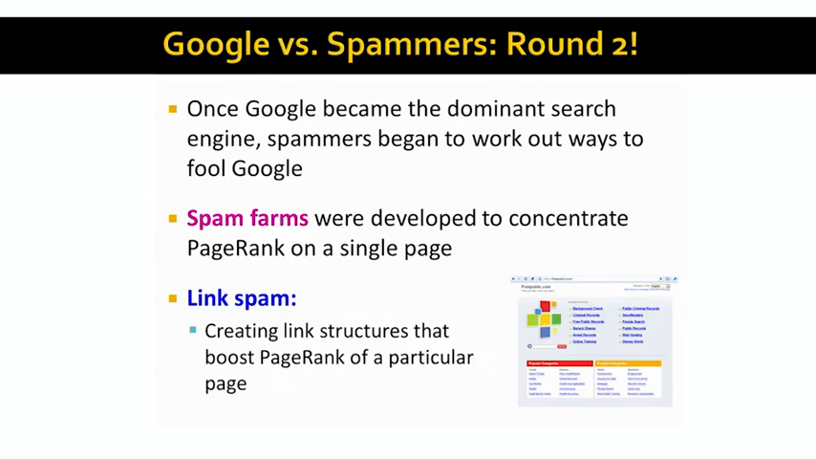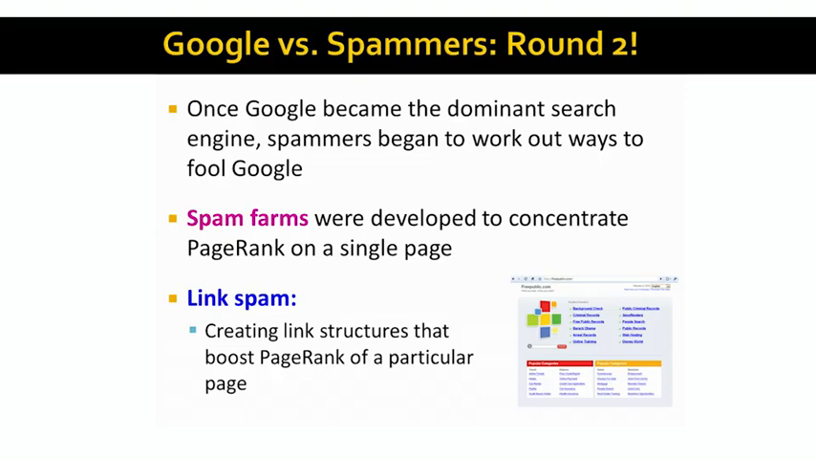So Google versus spammers, round 2. Once Google became a dominant search engine, spammers really started trying to figure out ways to trick Google search results. And what they did is they created what are called spam farms, where basically the idea is that we want to concentrate and collect the PageRank and funnel it towards a single target page.